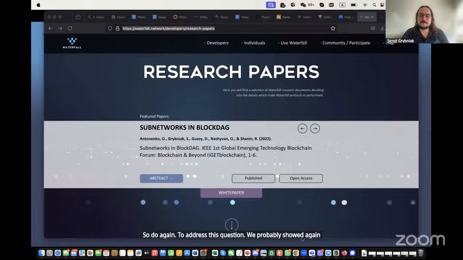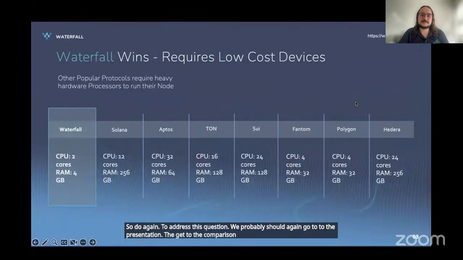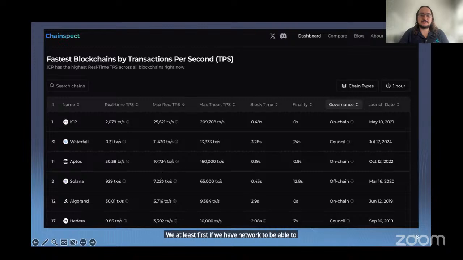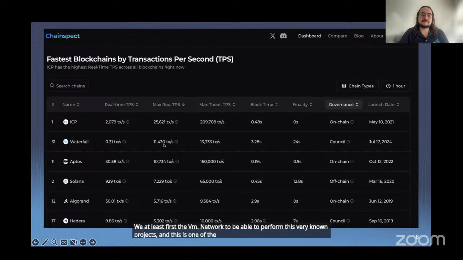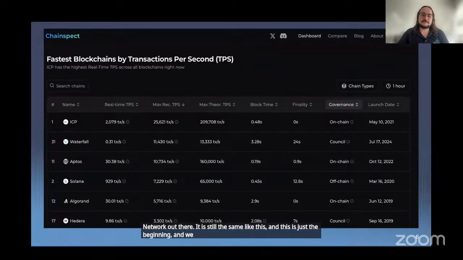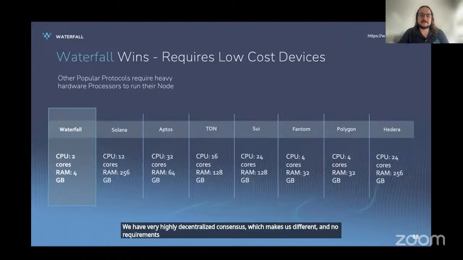So to address this question, we probably should again go to the presentation, to the comparison tables, where we have become at least the first EVM network to be able to outperform these very known projects, and according to this data, the most scalable EVM network out there. It is still the same like this, and this is just the beginning. We believe that we will be pushing it forward. We have very highly decentralized consensus, which makes us different, and node requirements are currently very low.